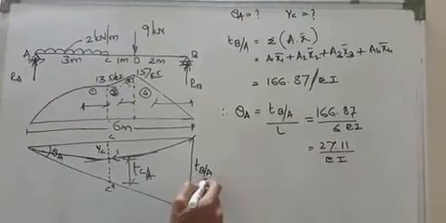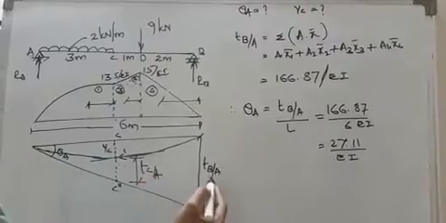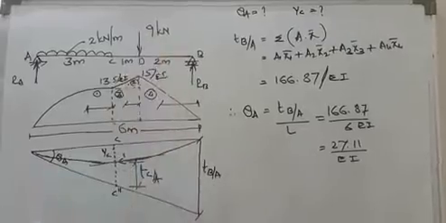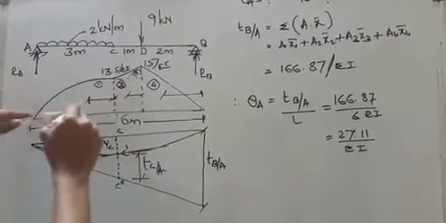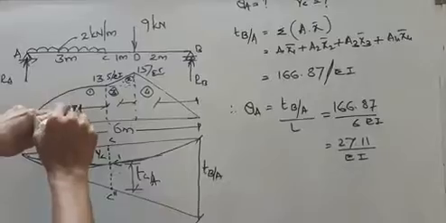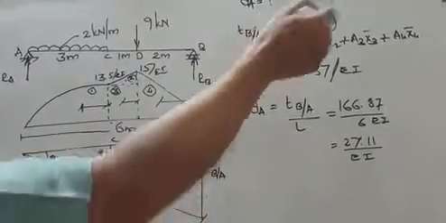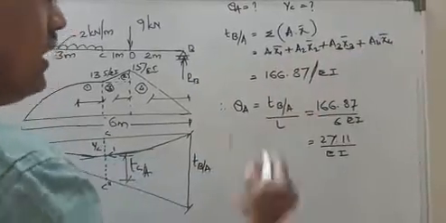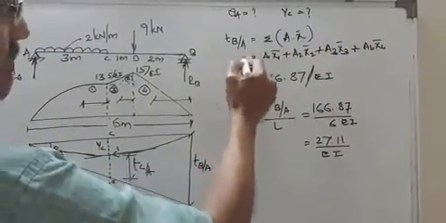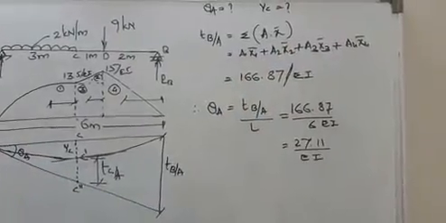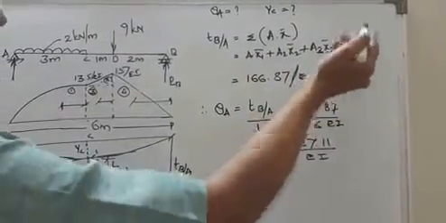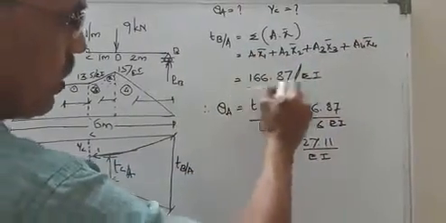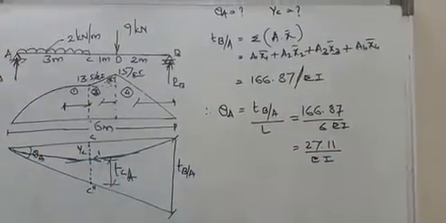How to calculate tangential deviation of B? You have to calculate the moment of the M by EI diagram between B and A about B. So you have to take the areas of each figure and multiply with the CG distance of that figure with respect to B. Already we have calculated x1 bar, x2 bar, x3 bar and a1, a2, a3 also. Now this tangential deviation of B with respect to A is a1 x1 bar plus a2 x2 bar plus a3 x3 bar plus a4 x4 bar. If you multiply and add them, you are going to get 166.87 divided by EI.